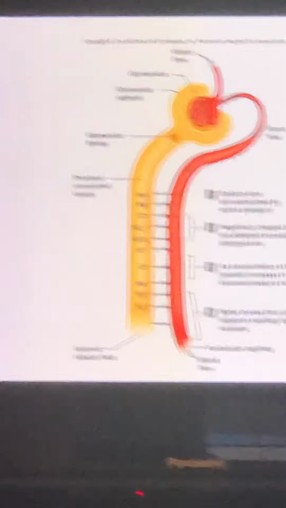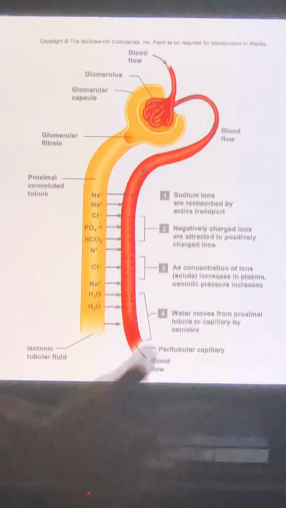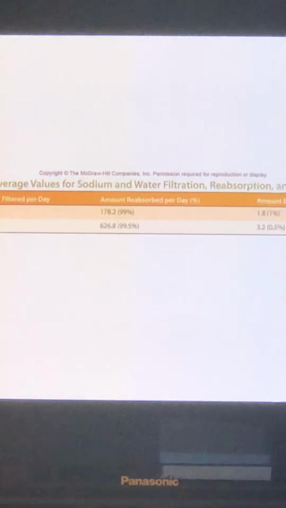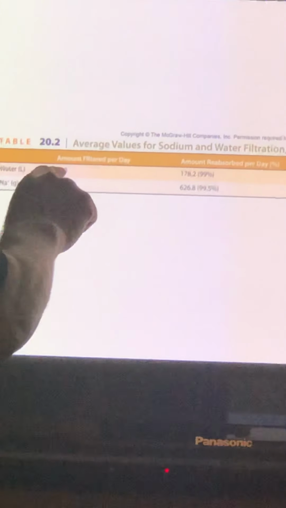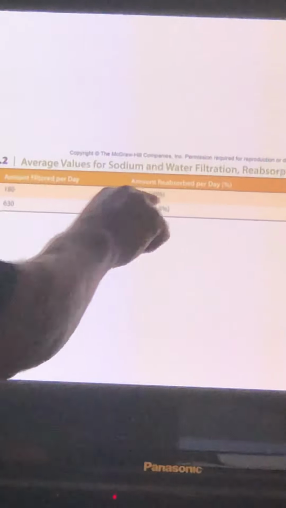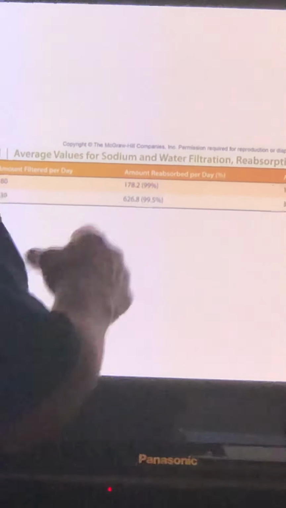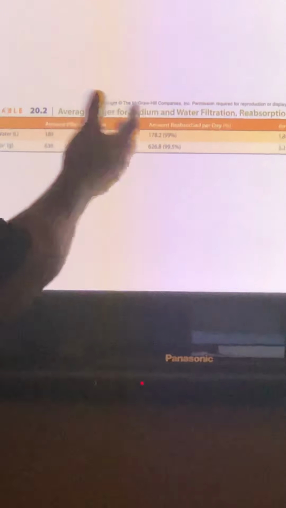All right, here it shows you how some of these cross. That's a good read. You can read through that in tubular reabsorption. Here's a good little chart that shows you how much we reabsorb. If you have 180 liters of water being filtered a day, you reabsorb 99% of that back into the body. We don't need to get rid of water. Sodium is even more. If you have 630 grams of sodium, it's going to reabsorb 99.5%, because you need sodium for proper nervous system transmission, for example.